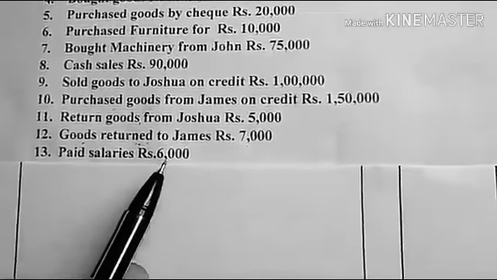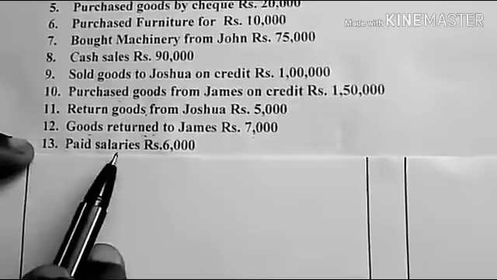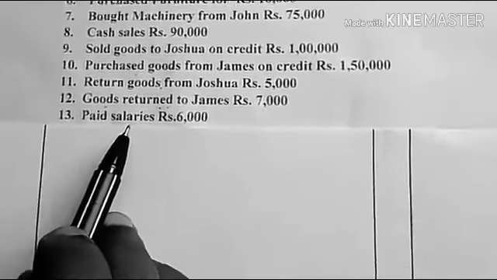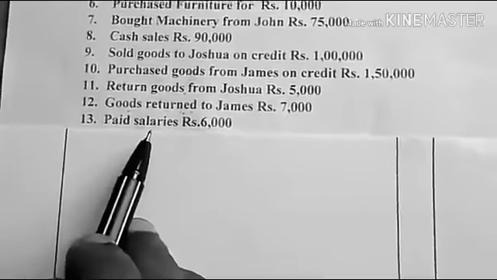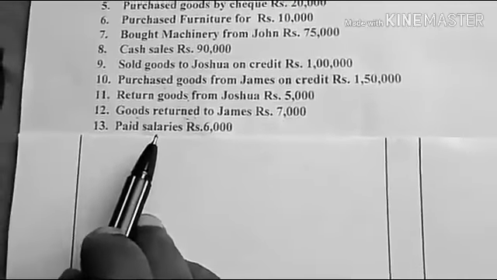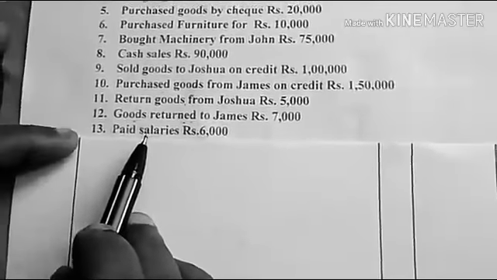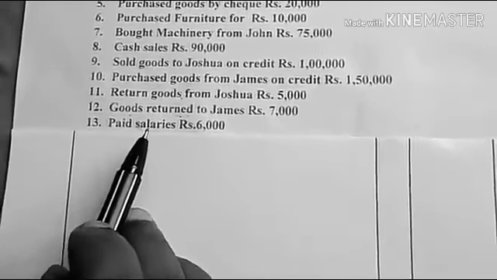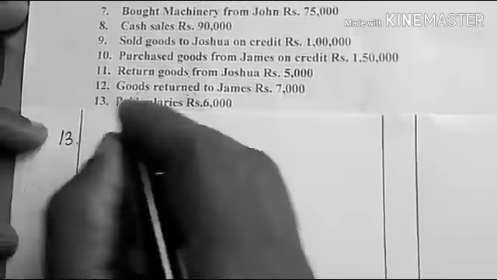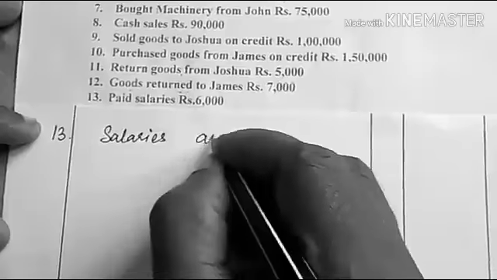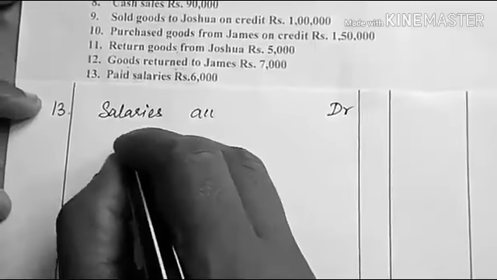Paid salaries, 6,000. So paid salary. Salary is an expense for the company or for the business. When you pay some expense, when you pay salary to your employee, it is an expense for the business. So expense means nominal account. What is a nominal account rule? Debit all expenses and losses. So salary is an expense, no? So debit. Salaries account debit to cash.